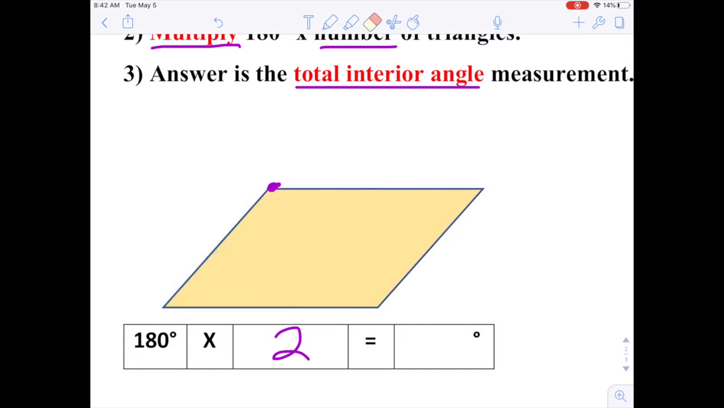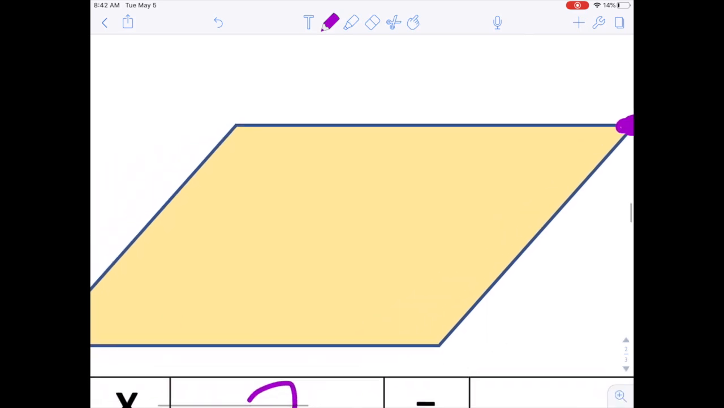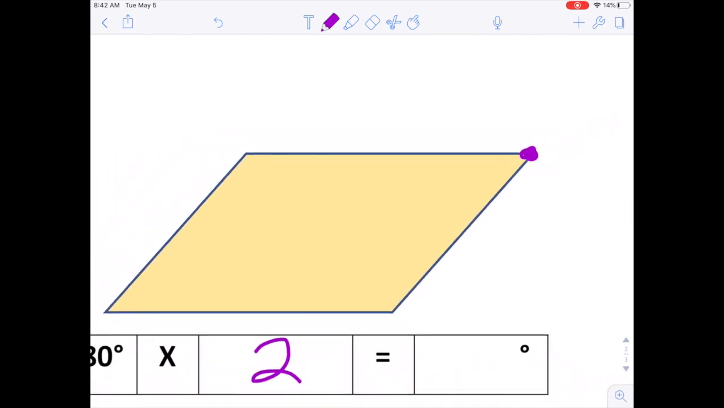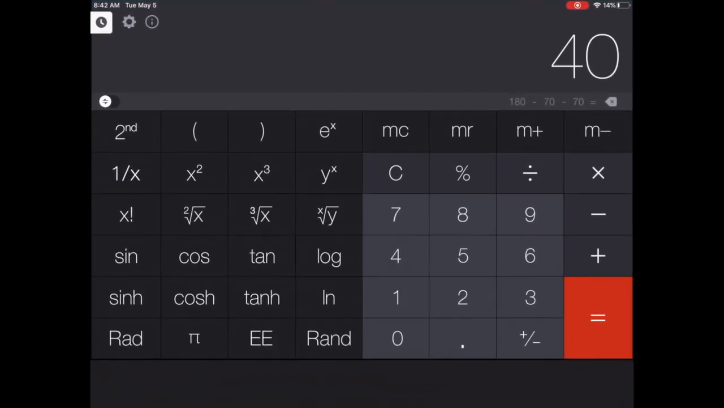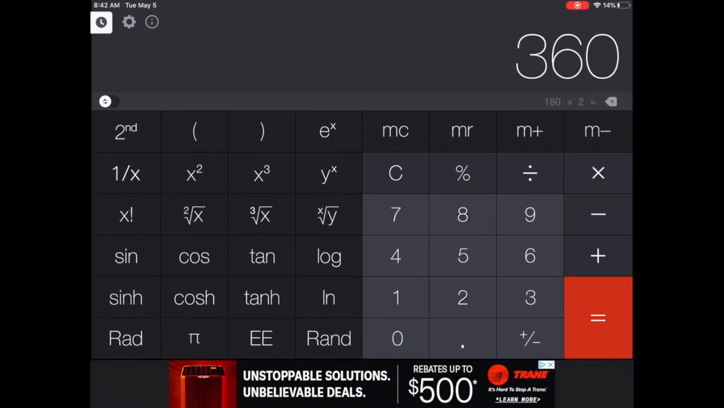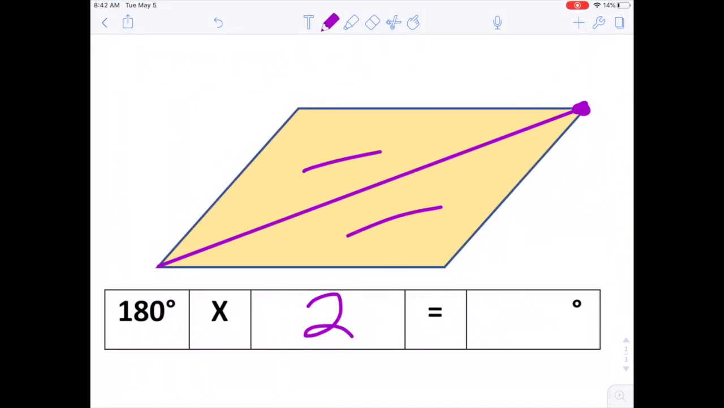I could have also used a point of reference in a different spot, like over here. And again, we go from our point of reference to another corner. Our triangles could have looked like this also, and we have 2 triangles. So now I'm going to go to my calculator and take 180 degrees times 2. That is 360. So this shape's inside angles all add up to 360 degrees.